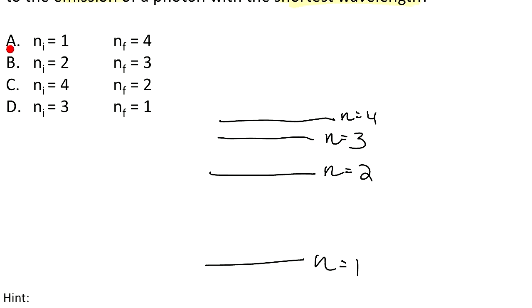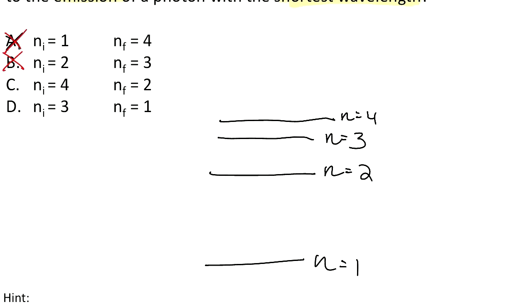So this first one, A, going from 1 to 4, that's a jump. Yeah, so that one's actually absorption. All right, so A is not correct because this is absorption. 2 to 3, that's also a jump. So that is absorption. So we can eliminate that. So we have 4 to 2 and 3 to 1. So it's one of those ones.